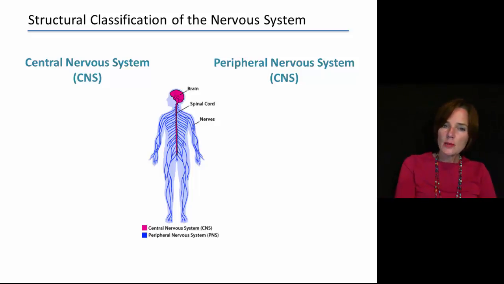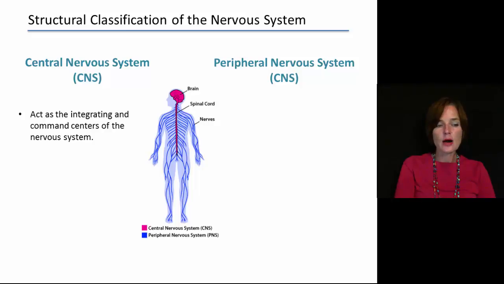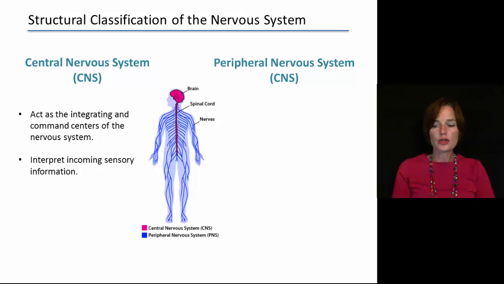If we talk about the central nervous system first, this one is going to act as the integrating and command centers of the nervous system. It is going to interpret all the incoming sensory input, and then with that, it's going to issue instructions based on that input. So integrating the information that's received is the main job of the central nervous system.